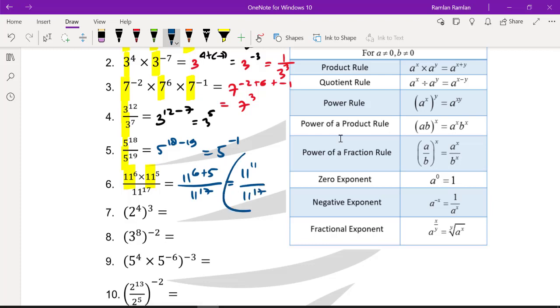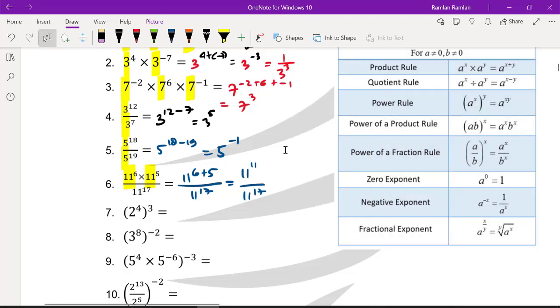So now you can see that it has the same form as this one and this one, right? So what you need to do here is just subtract the power. So it'll be, I'm gonna move this a little bit to the left, not the right, sorry. And that'll be just 11 to the power of 11 minus 17, and it'll be just 11 to the power of negative 6.